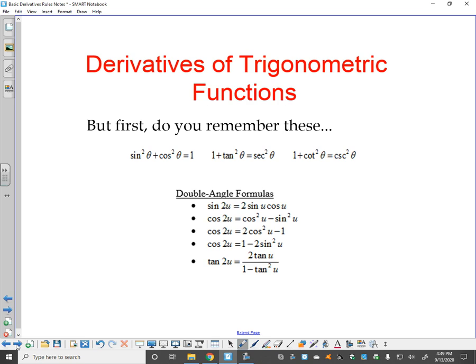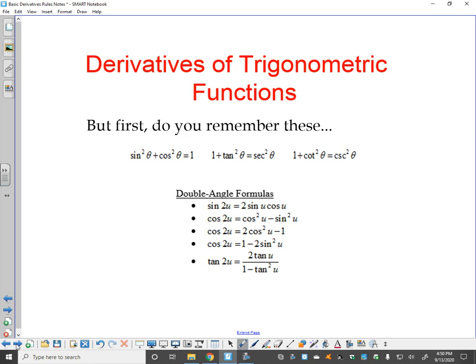Before we dive into the trig, these little buddies rear their ugly faces several times. So, number 1, the Pythagoreans. Sine squared plus cosine squared equals 1. We know that one. 1 plus tangent squared equals secant squared. 1 plus cotangent squared equals cosecant squared. I hope those are still in the noggin.